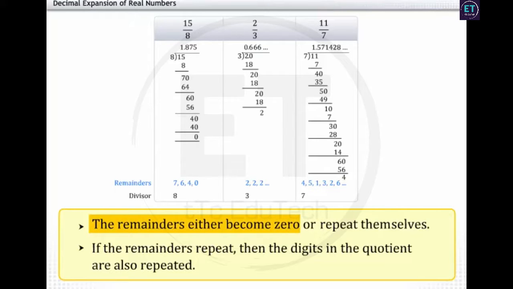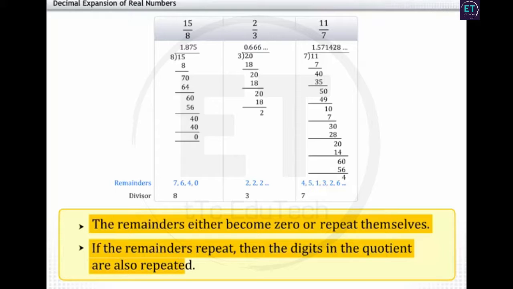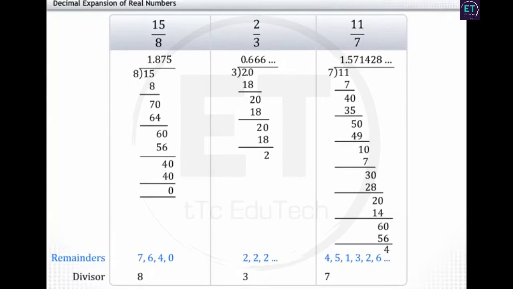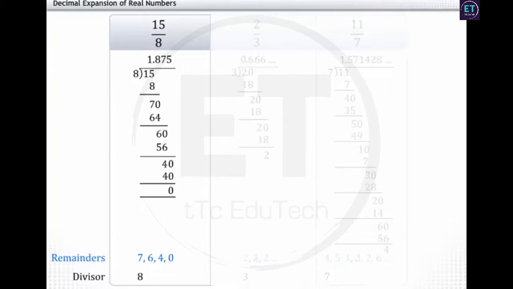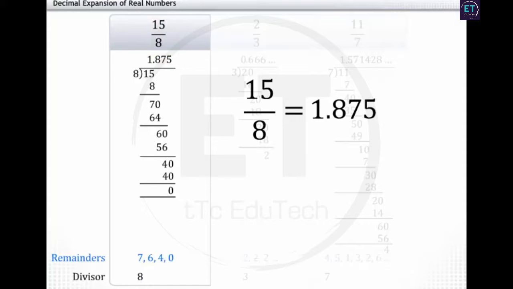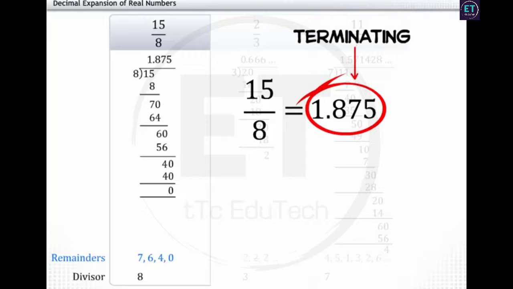The remainders become 0 after a certain stage or repeat themselves. If the remainders repeat, then the digits in the quotient are also repeated. Here, two cases arise. On solving 15 divided by 8, the remainder becomes 0 after some steps, and its decimal expansion is equal to 1.875, since the decimal expansion of the rational number is the quotient of division. In this case, the decimal expansion terminates after certain steps. The decimal expansion of such numbers is called terminating.